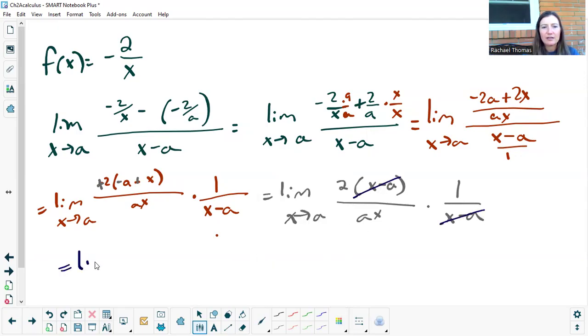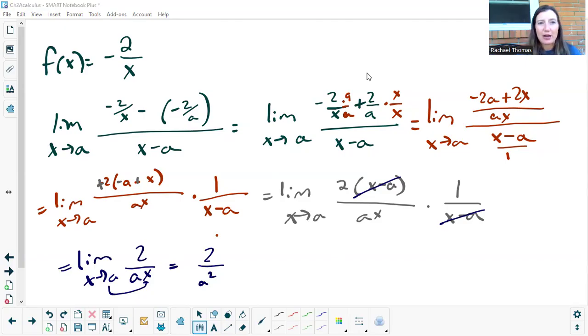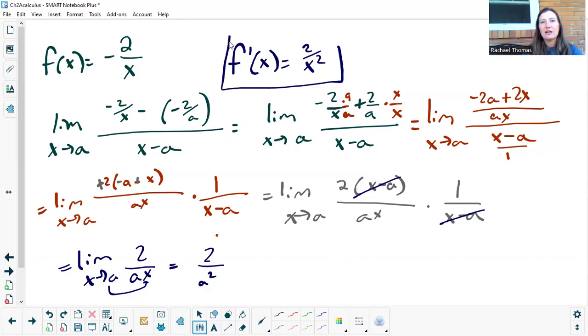And I get the limit as x goes to a of 2 over ax. Now I can plug in a for x, and I get 2 over a times a, or 2 over a squared. Now if I was asked to find a formula for f prime, I'm going to interpret this as f prime of x equals 2 over x squared, instead of saying 2 over a squared. I could say f prime of a is 2 over a squared, but typically we want that variable to be x.